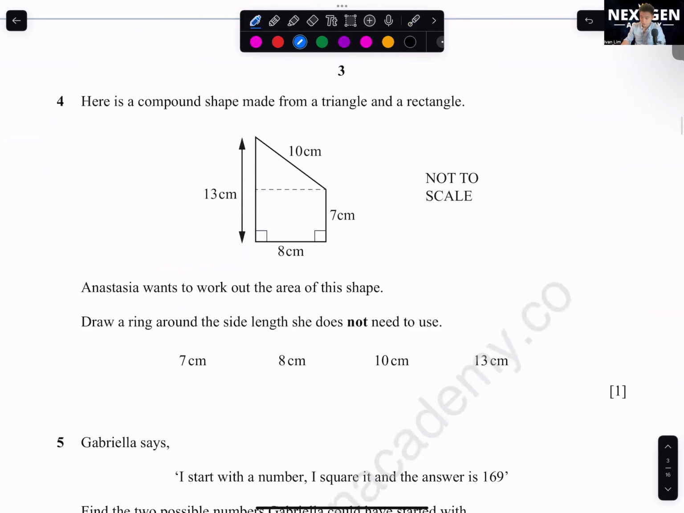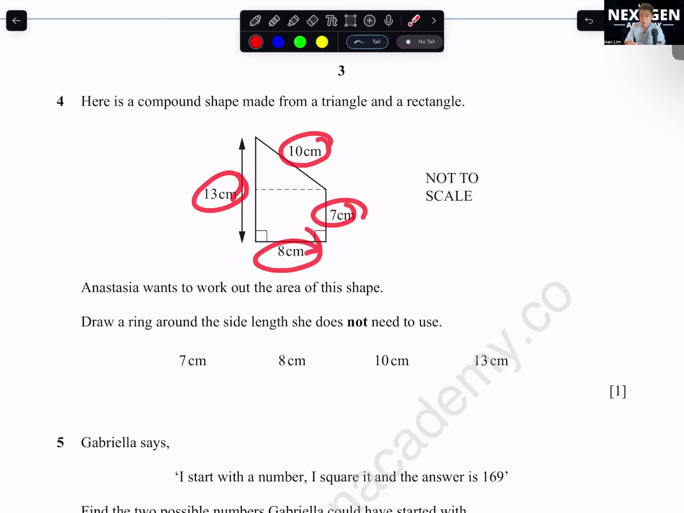Number 4. Here is a compound shape made from a triangle and a rectangle. Anastasia wants to work out the area of this shape. Draw a ring around the side length she does not need to use. You've got 13, 10, 7, and 8. Which of these values is not needed to work out the area of this shape? What do you think?